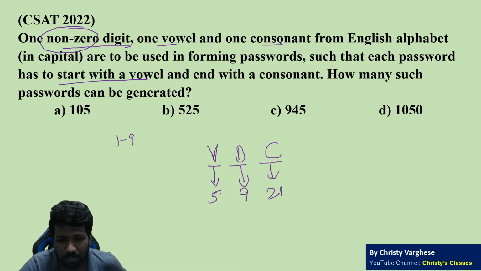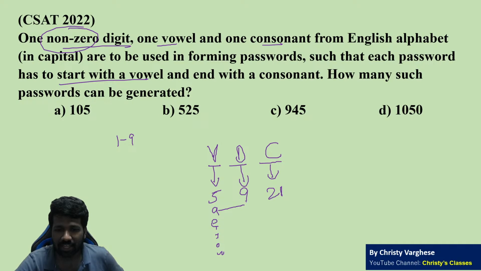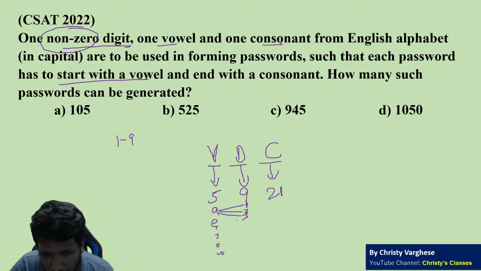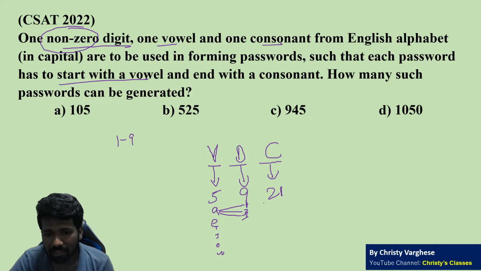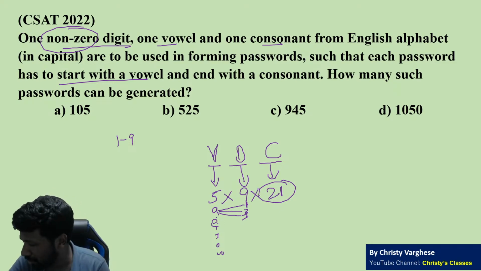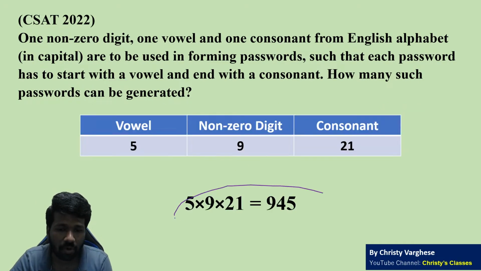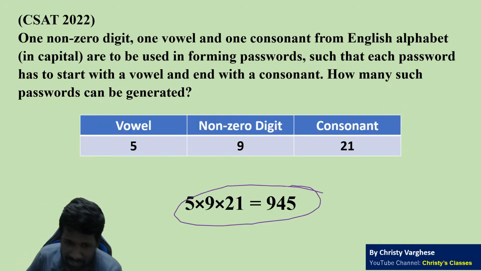Now using the fundamental principle of counting. For example, if I write A, E, I, O, U, for A itself 9 digit combinations are there. Now A1, A2, A3. Compare it with that shirt analogy, then you will get more clarity. Similarly, A has 9 choices of digits and each of those 9 choices has 21 choices of consonants. Similarly, E has 9 into 21 choices. All 5 vowels have 9 into 21 choices. So 5 into 9 into 21. All of you are clear how 945 is the answer?